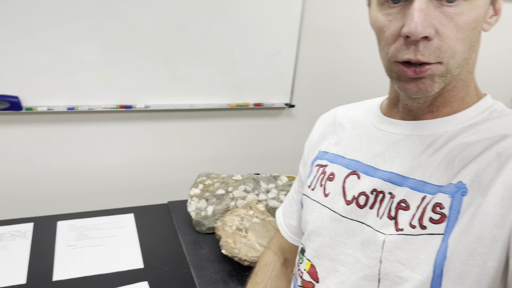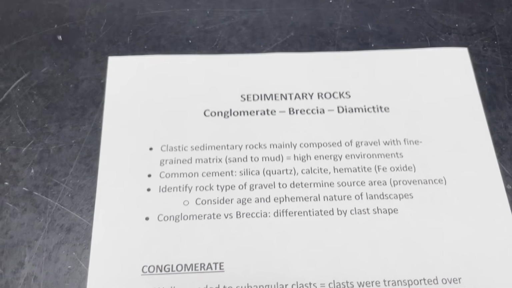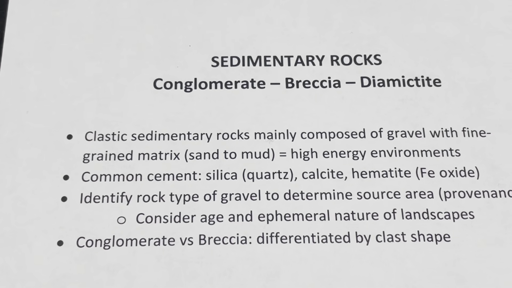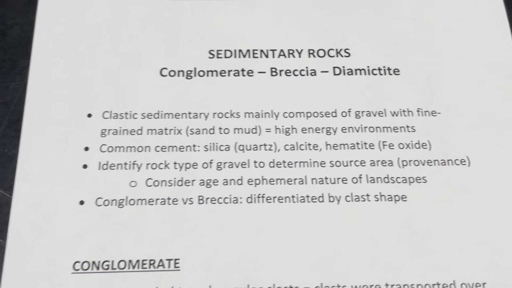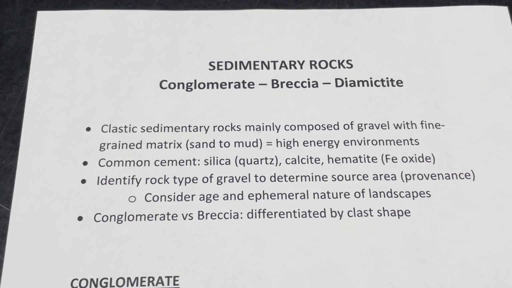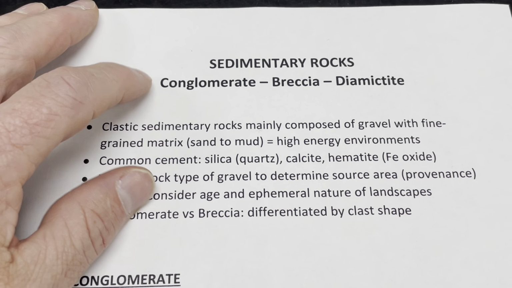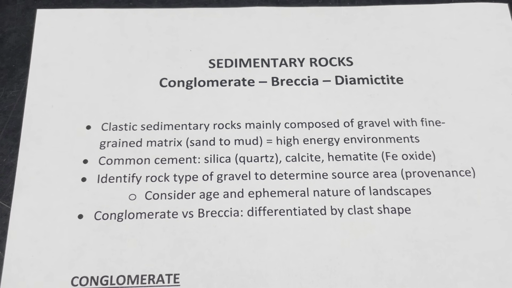So let's go ahead and get started here, as we normally do, with getting into some of the notes and some of the topic, if you will. And these notes are always going to be linked to a PDF underneath the video description, so you can always look these up and print them out or do with them what you will. So we're going to focus today on 3 clastic sedimentary rocks: Conglomerate, Breccia, and Diamictite.